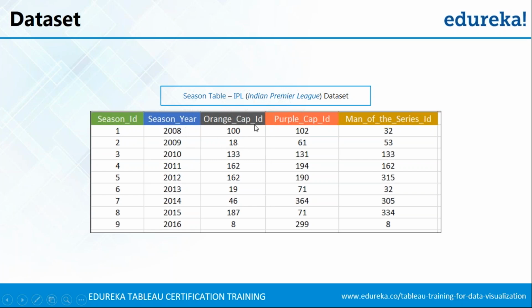It means that the player with the player ID 100 has been given the orange cap too, and similarly it's the same with the purple cap ID. And the man of the series ID is over here. So this highlights the orange cap, purple cap, and the man of the series for a particular season. So these are the data sets that we'll deal with.